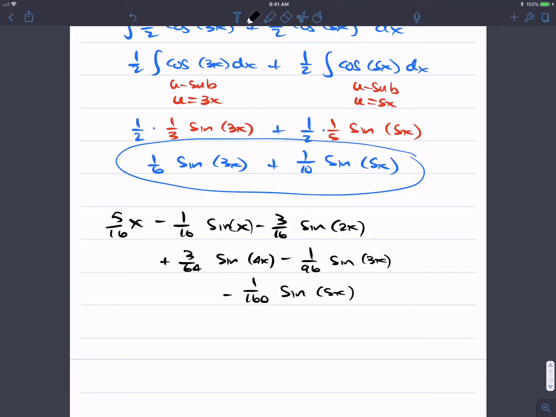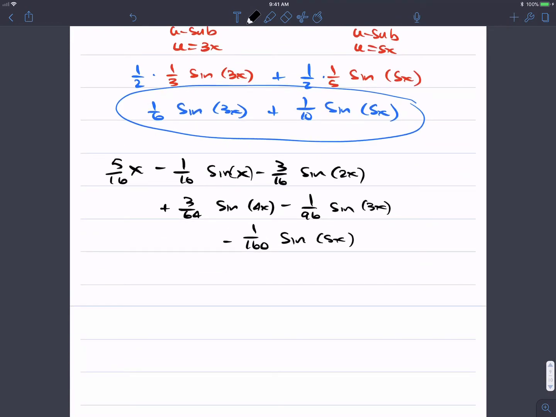And so I just want to point out to you that sometimes people want to write this in a different way. If you look at the arguments, x, 2x, 4x and 3x, and then 5x, there's a sequence happening with the arguments x, 2x, 3x, 4x, 5x. Sometimes they want to reverse these two here. So I'll say these two terms can get reversed.